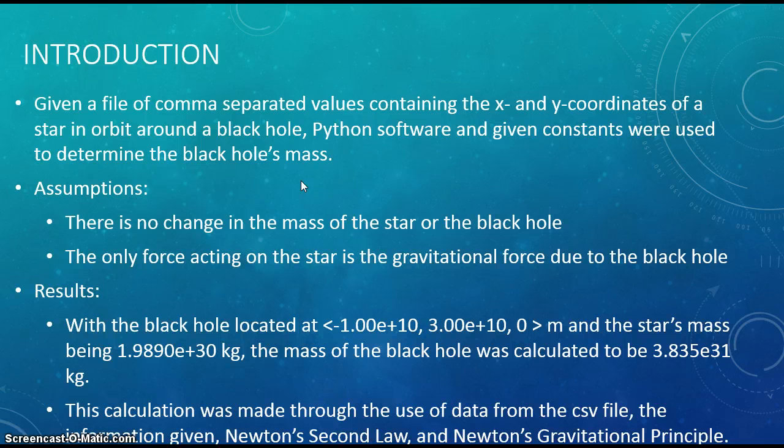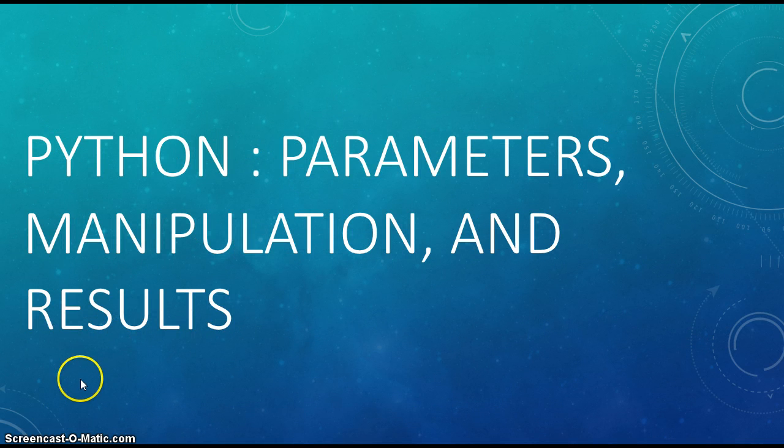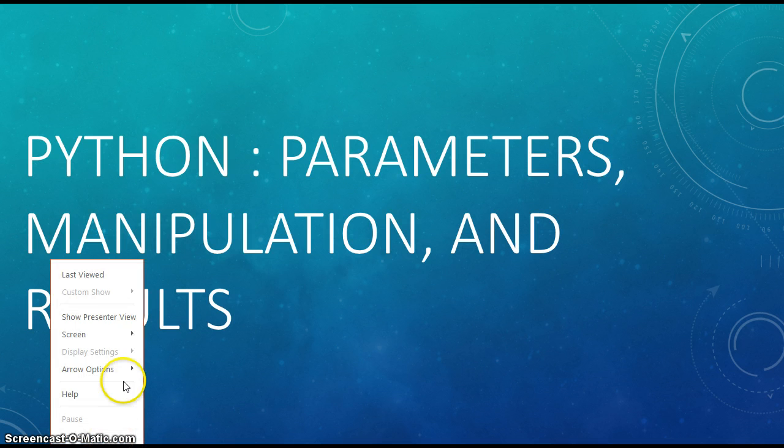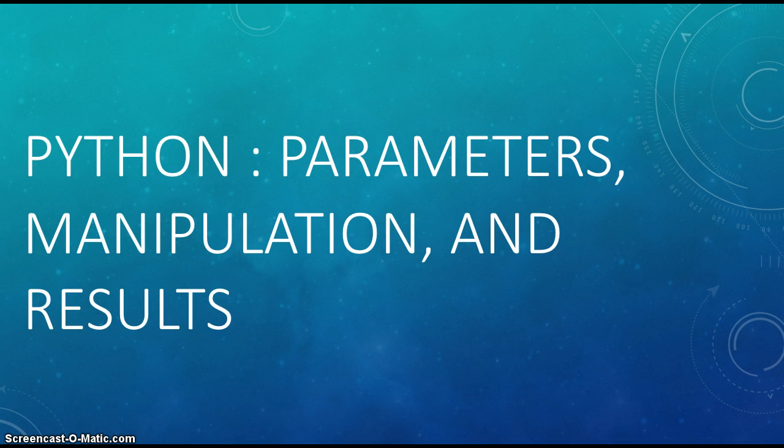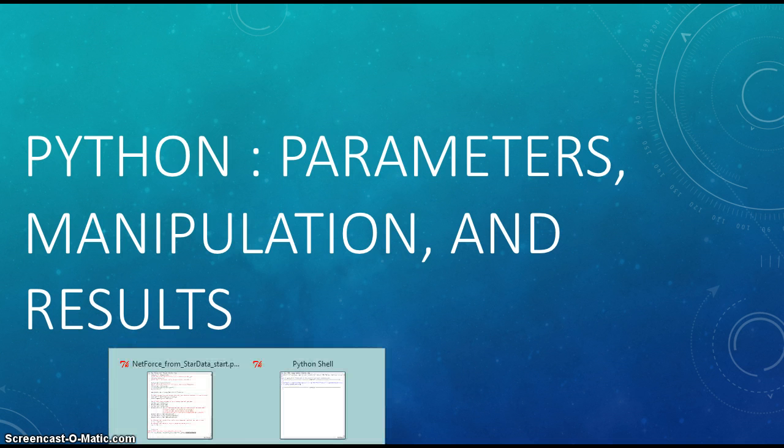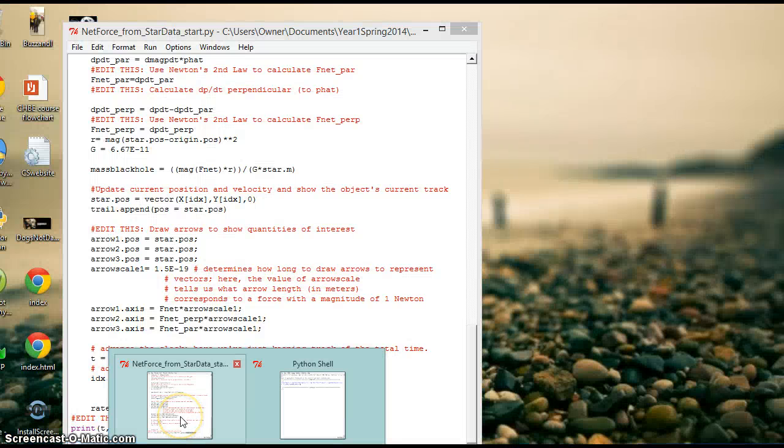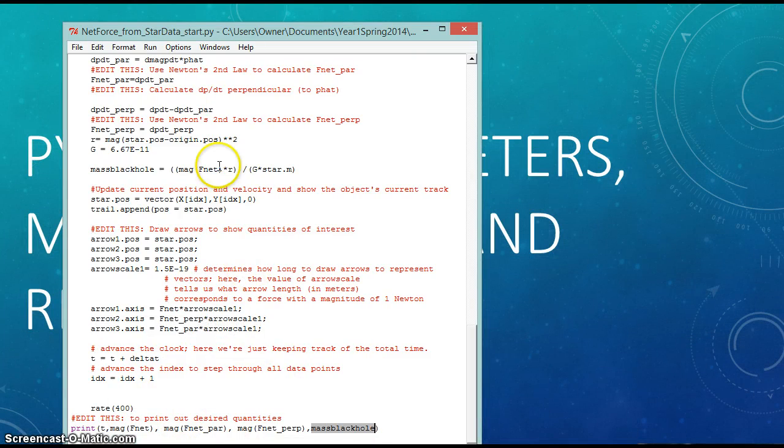This calculation was made through the use of data, the information given, Newton's second law, and Newton's gravitational principle. We were able to manipulate and find the needed values by changing the parameters in VPython.